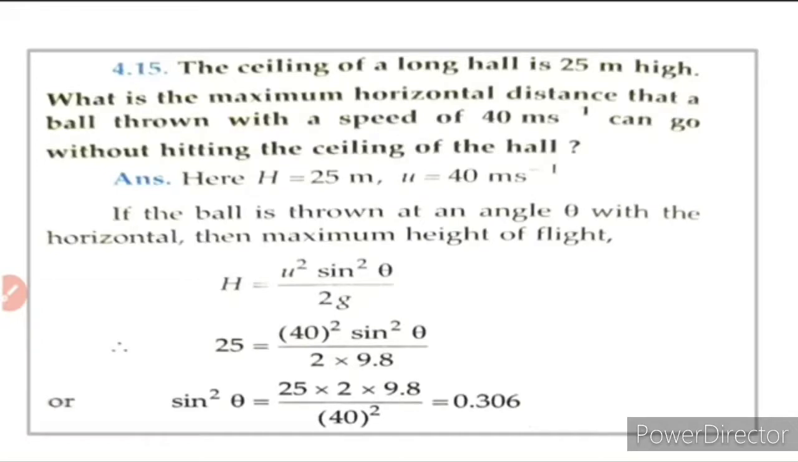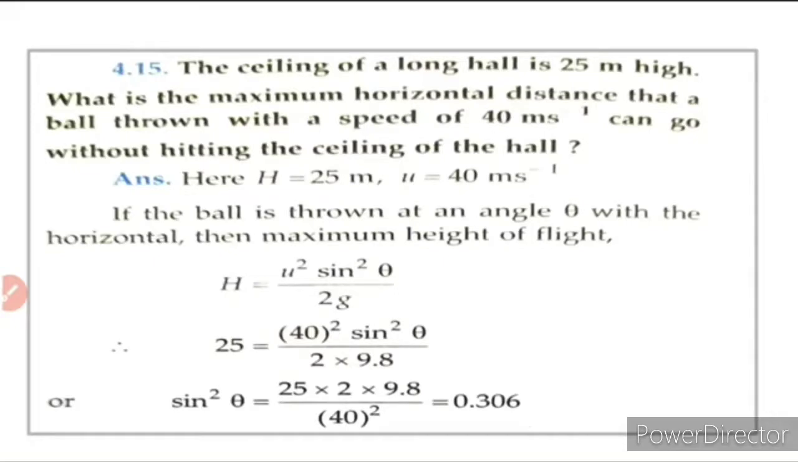So the ceiling height is given as 25 meter, and we need the maximum horizontal distance a ball thrown with a speed of 40 meter per second can go without hitting the ceiling. So we have h equal to the height of the hall, that is 25 meter. For the maximum height to be 25 meter, what should be the angle of projection? That's what we need to find first. Then the corresponding range you have to find.